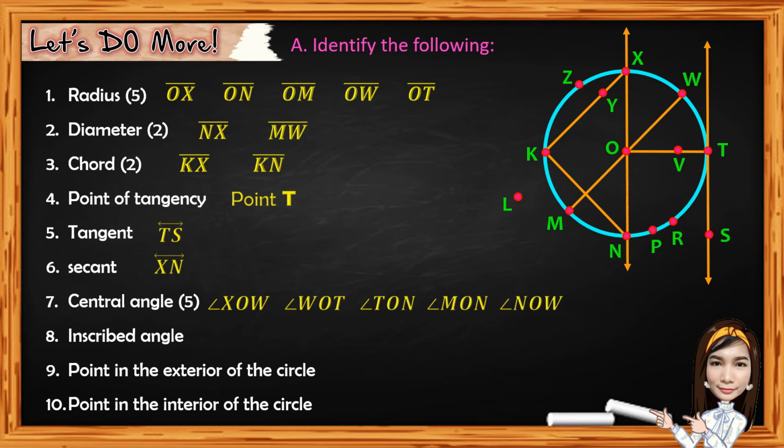For number 8, give 1 inscribed angle. We have angle XKN. So point K is the vertex, which is a point on the circle. So we have the inscribed angle. For number 9, point in the exterior of the circle, we have point L. Another, we have point S. And for the last, point in the interior of the circle, we have point Y. Another, we have point V.